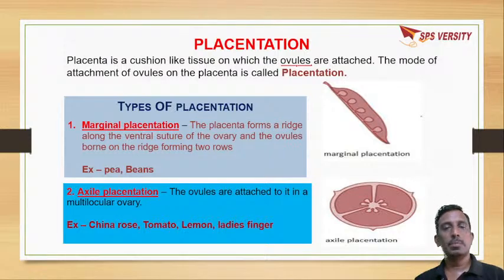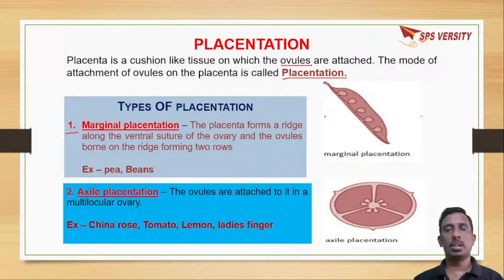ओव्यूल्स का अरेंजमेंट, they are attached to placenta and there is a specific arrangement of ovules. It is called placentation. इसको क्या बोलते हैं कि placentation. How they are arranged? There is a different arrangement depending upon the species. There are various types of placentation. Like one is marginal placentation.